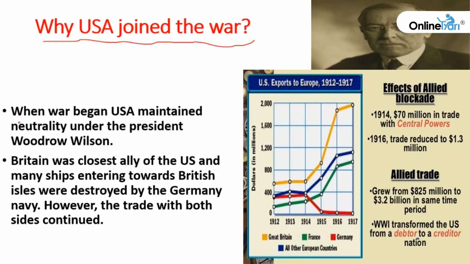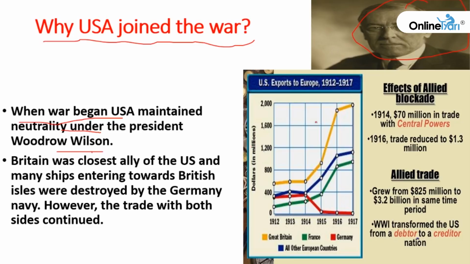So when the war began, the USA maintained neutrality under President Woodrow Wilson. He supported laissez-faire, which means less government interference in economic affairs. So he was a liberalist and he wanted to keep the USA out of the war. But as things started to change, he had to go to war.